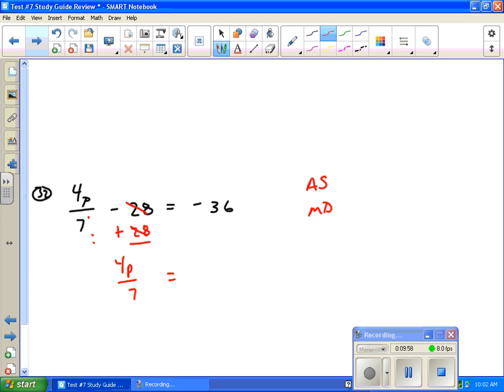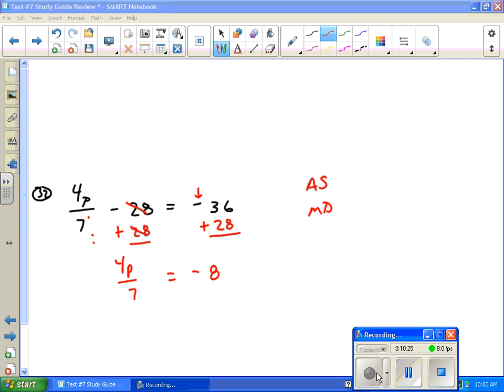4p over 7 equals, if we added 28 to the left, we have to add 28 to the right. Negative 36 and positive 28, that means to subtract them. 36 minus 28 gives you the number 8. And since 36 is farther away from 0, it's negative. It leaves you with a negative 8. Now you have 4p over 7 equals negative 8, or 4p divided by 7.